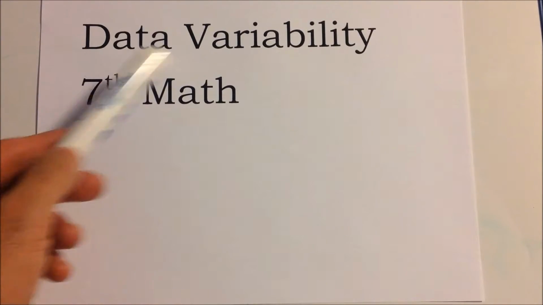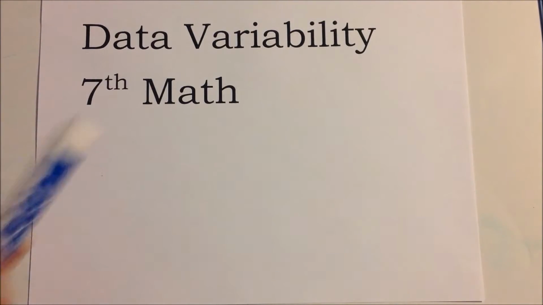Okay, here's our video on data variability. And now we know what data is. Data is just information or numbers, and variability is how those numbers differ from each other. So we'll go over that.